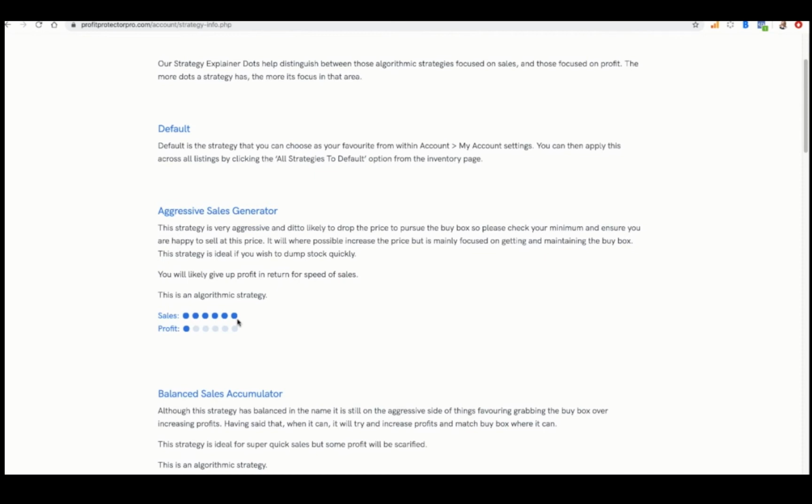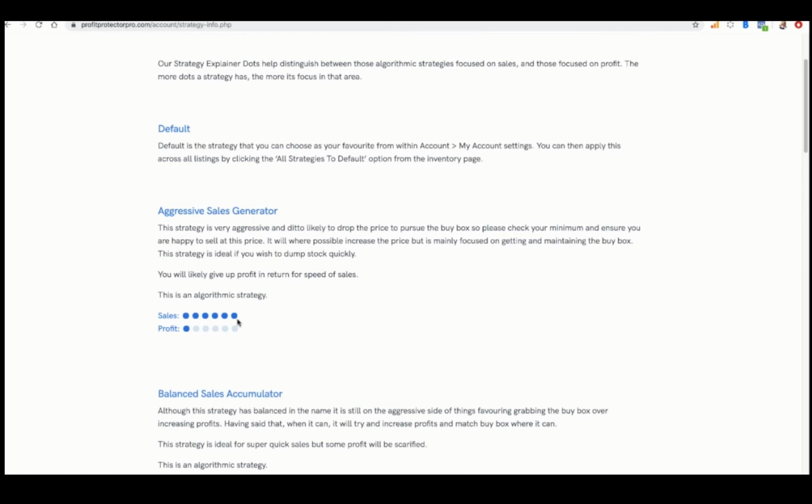So what we suggest is, obviously within Profit Protector Pro, you have to enter your minimums and your maximums so it knows what it's allowed to work within. Because with these algorithmic strategies, it will dance about all over the place to get you the buy box and get you sales at a higher profit. But where it's dancing about to get you the buy box, it will use your minimum and it will use your maximum within its moving around.